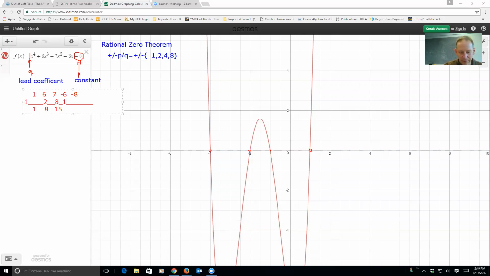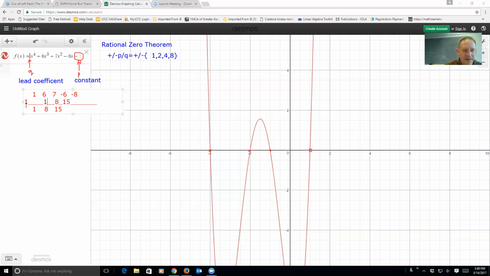And when I add, I get 9. So I've done something wrong here. Let's check this out again. So I bring down the 1. When I multiply 1 and 1, I don't get 2, do I? I get 1. Sorry about that.